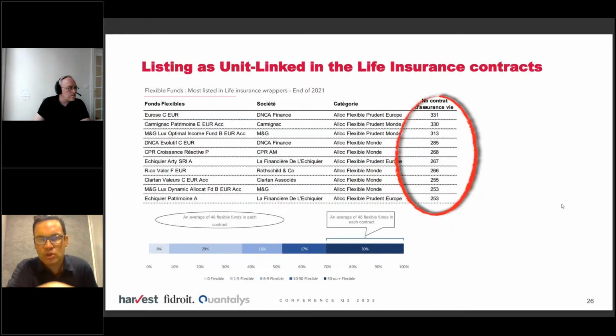We just finished the presentation of the category, explaining the importance in France and in Luxembourg of life insurance contracts and the fact that your funds are listed as unit-linked in these wrappers. So you have some figures, and you have the ability to find this information in Quantalys tools. I don't want to spend too much time on this slide.